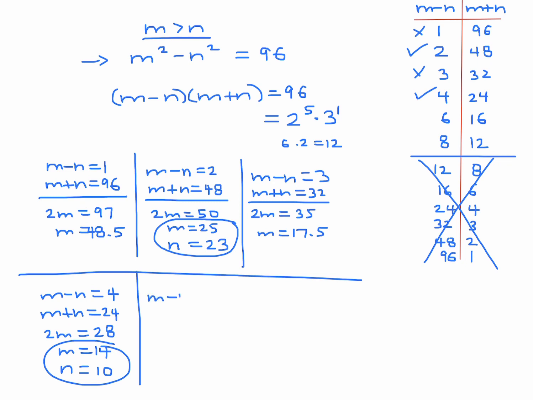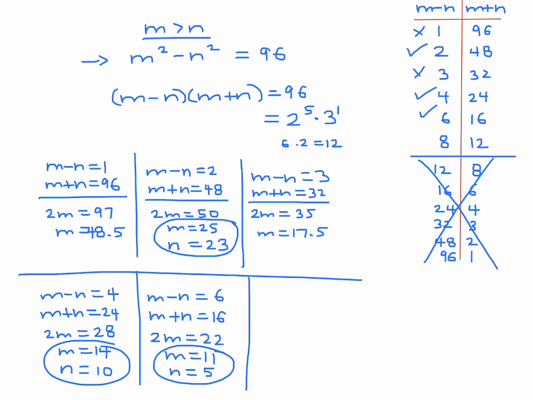So solving again, m minus n is equal to 6. M plus n is equal to 16, this guy right here. And adding, we get 2m is equal to 22, sorry, not 24, that's 22. So m is 11, and therefore n is 5. So there we go, we got another solution for m and n.